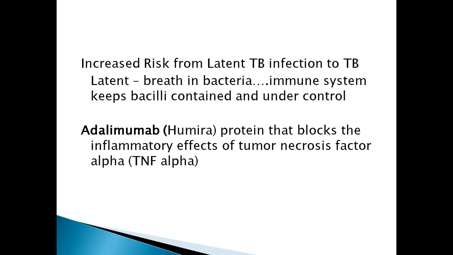So if you've seen the commercial on TV of Humira, adalimumab is the medication. It's a protein that blocks the inflammatory effects of the tumor necrosis factor alpha, TNF. So this is a great medication for patients that have rheumatoid arthritis, patients that have Crohn's disease, a whole bunch of different diseases. Well, this medication, because it will reduce your immune system, if you have latent TB, you will develop active TB. So it is required that patients who start this have TB tests to make sure they're not going to get TB. And if they do, they need to treat them.